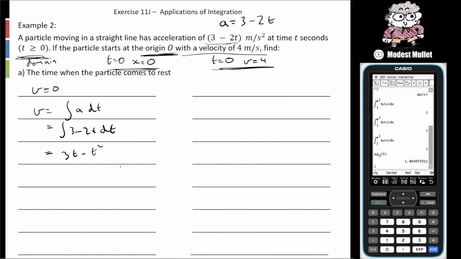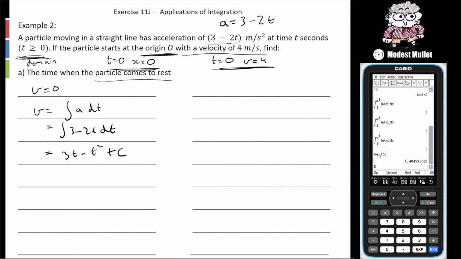Cool. So we want to know when the particle comes to rest. Like we said, that means the velocity has to be 0. So we're going to let v equal 0. So it follows on. Ooh, and I've made a mistake. I forgot plus c. Plus c. So I can't find v yet.